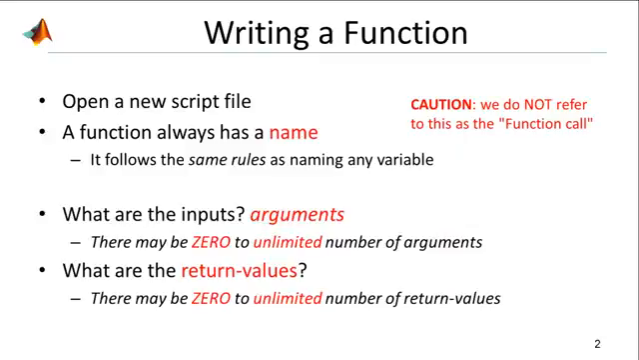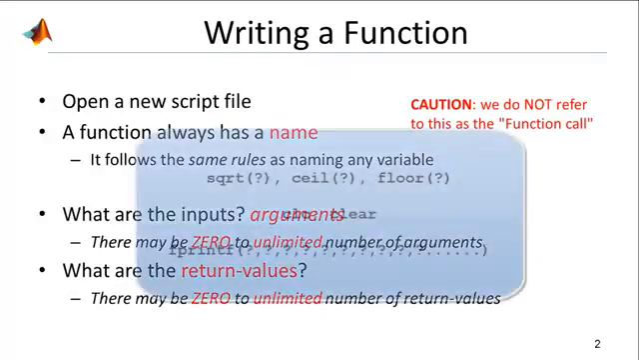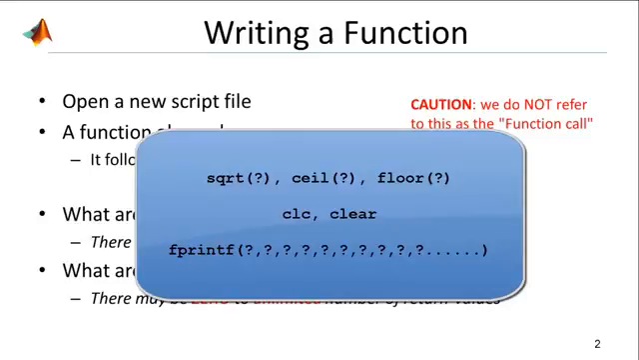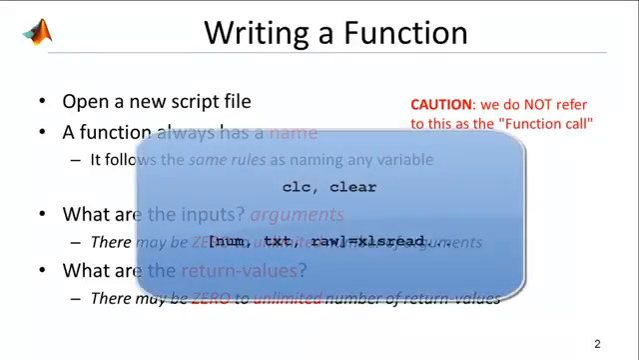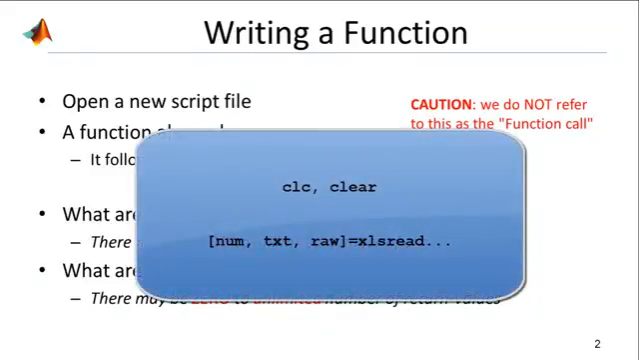As far as inputs, the inputs are what we call the arguments. Remember, the ceil, the floor, the square root all needed arguments to work with. There can be 0 arguments, such as clc and clear. They do not require input. But it's also unlimited. Look at the fprintf function. As far as the return values, we have the same idea. There can be 0 return values, again clc and clear are examples, or they can be unlimited amounts. The most we've seen so far is 3 with the xlsread function.